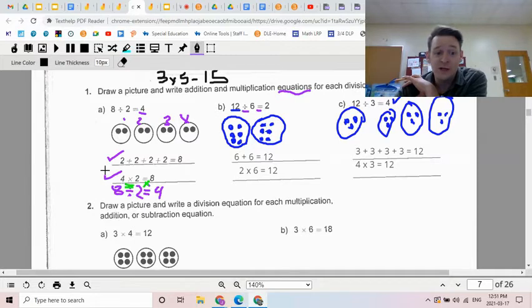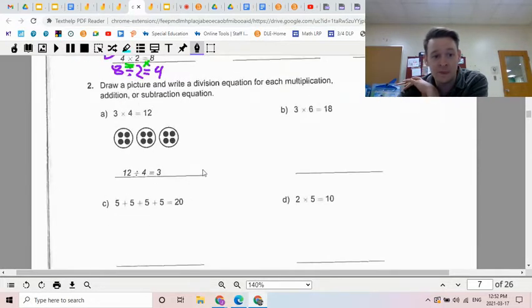Once we have the model, we can make an addition sentence, which is what it's asking us to do, and a multiplication sentence. So I can say 2 plus 2 plus 2 plus 2 equals 8. There's my addition sentence. And 4 groups of 2, 4 times 2 equals 8. There's my multiplication sentence. Okay, we'll cruise down the page a little bit more.